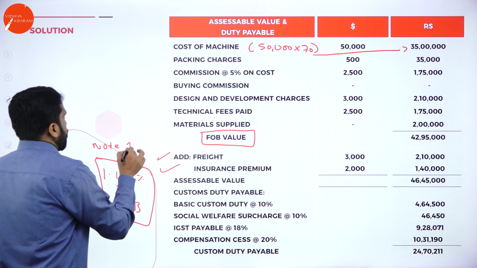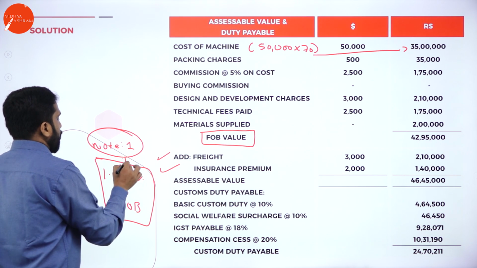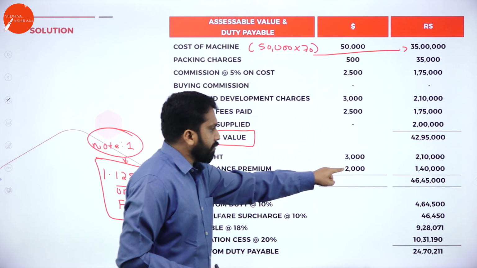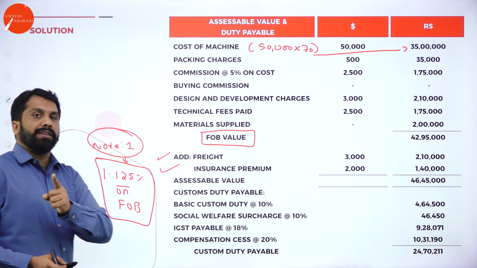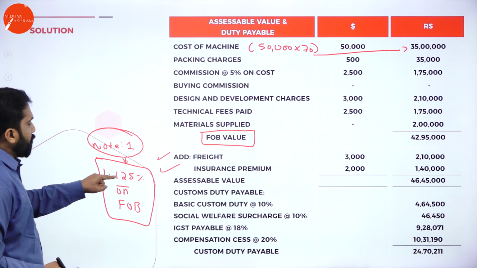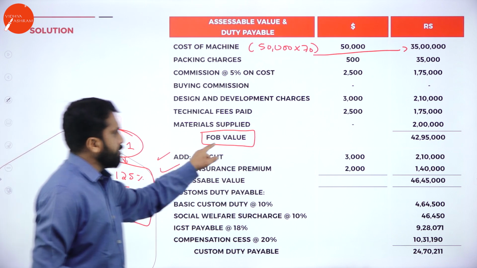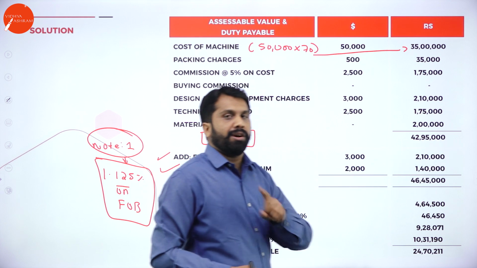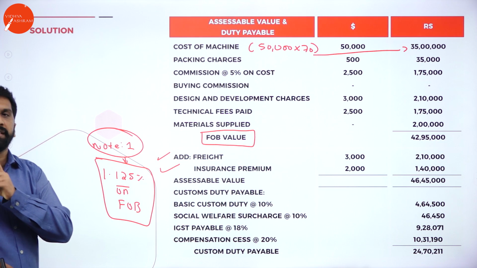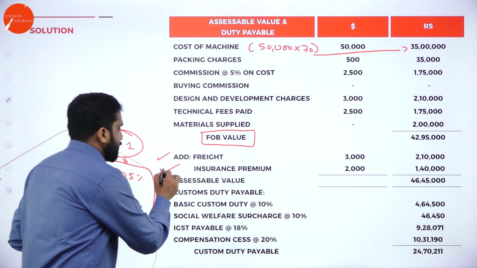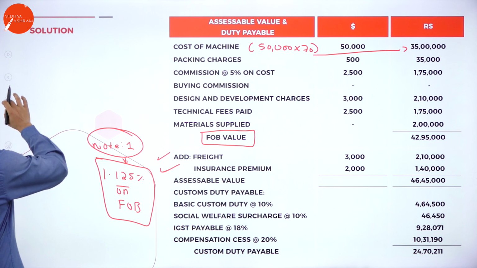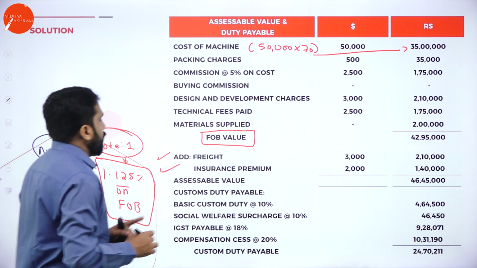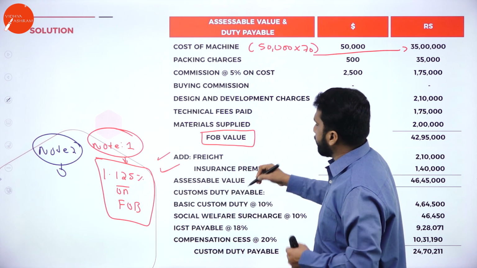Note number 1. In the question paper, if the insurance value of 2,000 is not given, then you should consider 1.125% of FOB. Your FOB is how much? 42 lakh 95,000. On that, 1.125%. Clear? Yes. Now, this is done. Now, note number 2. What is note number 2? Insurance is done.